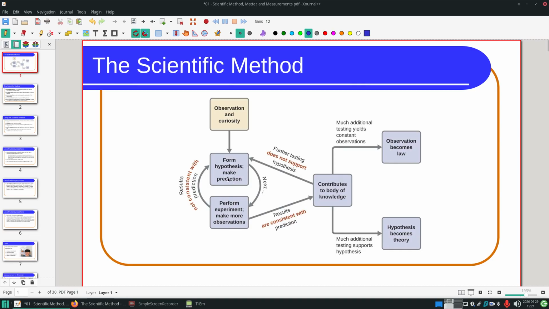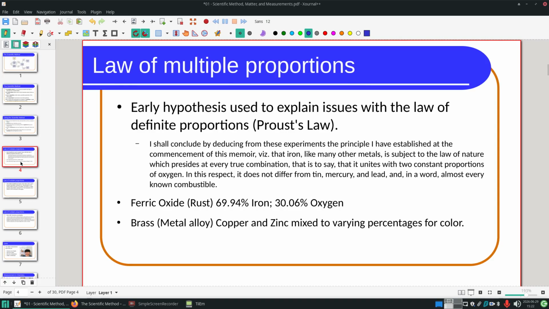All right, I want to do a little bit more with this scientific method to actually show how these two things pop in. So I'm going to take us back to the late 1700s. The biggest reason I'm doing this is because we are going to build off of this stuff in later chapters when we start talking about the atom. But back in the late 1790s, this guy Proust actually made this observation, and he called it a law of nature, this law of definite proportions.